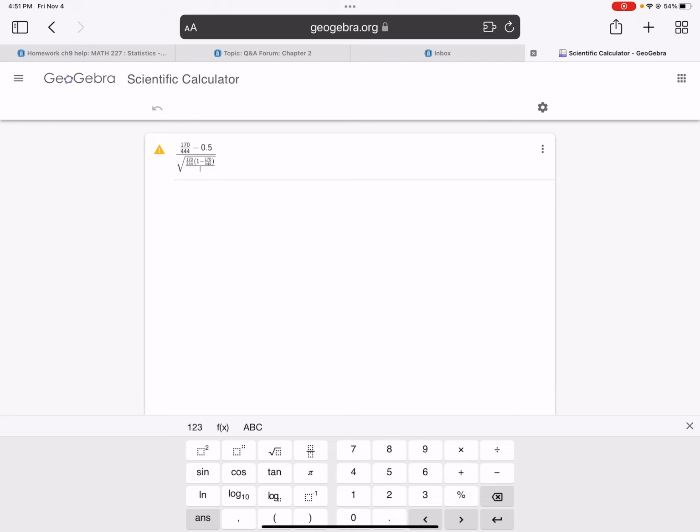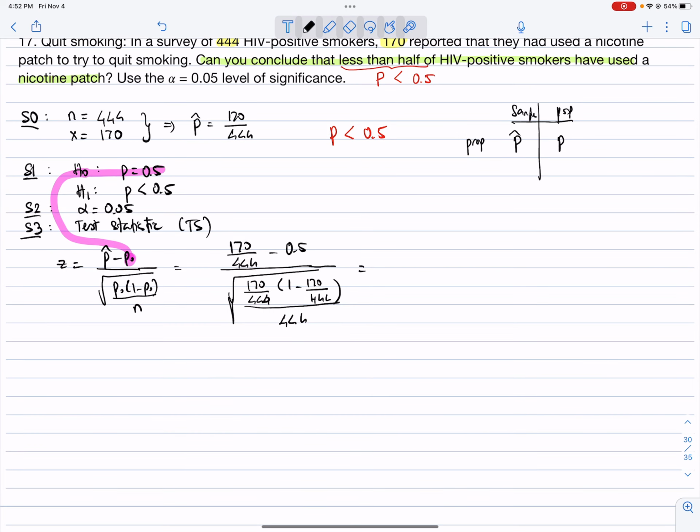Sorry, P naught is 0.5, right? So it's not 170. So this is 0.5. So we should have the fraction first, 0.5, parenthesis 1 minus 0.5, and divided by 444. So we got the answer, negative 4.9356. On the test, I will tell you how many decimal places we need to use. So I write negative 4.9, for one decimal place.